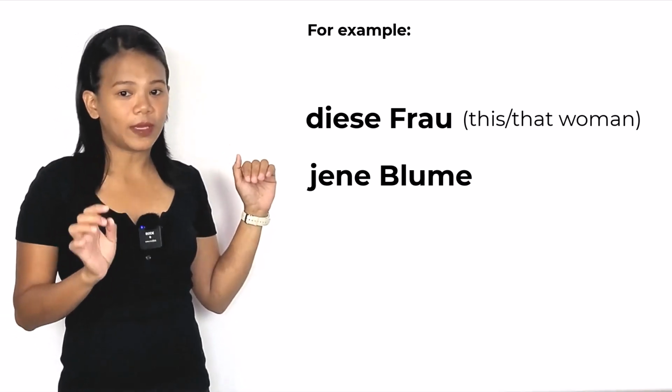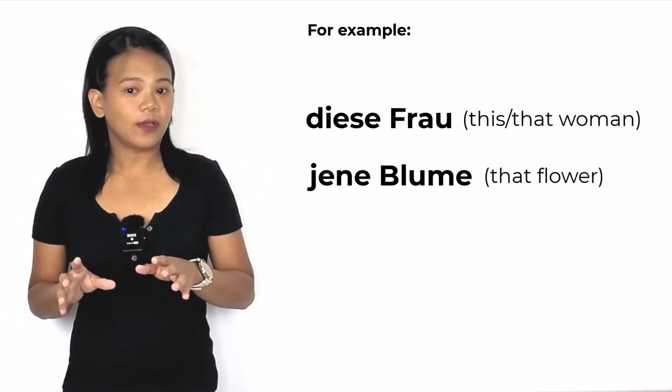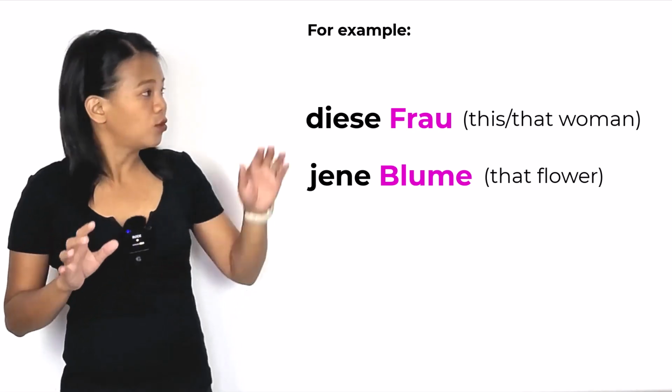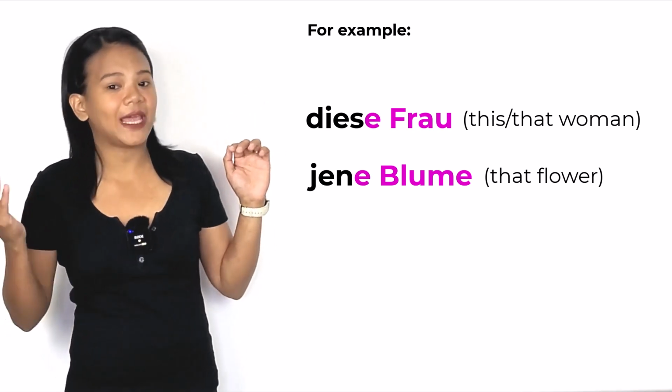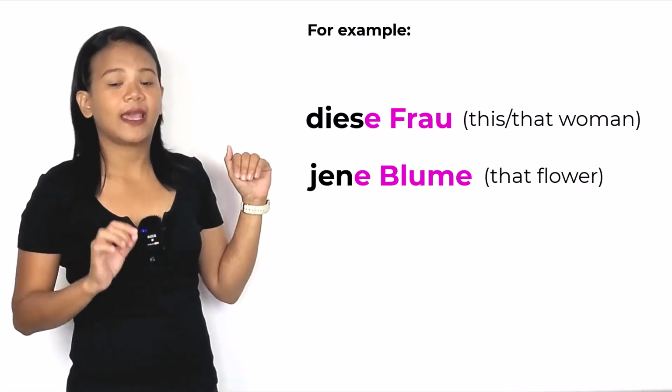Jene Blume, that flower. Frau and Blume are feminine, so the demonstrative pronouns end with e, which are diese and jene.